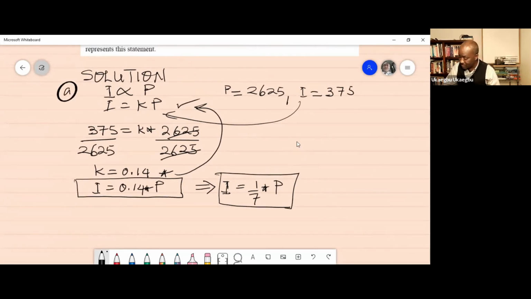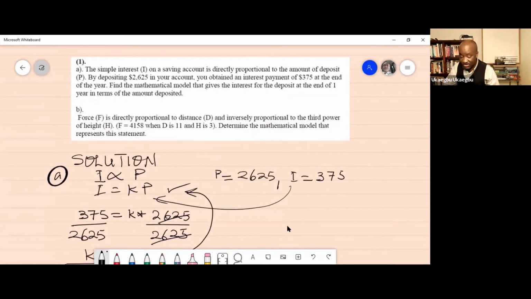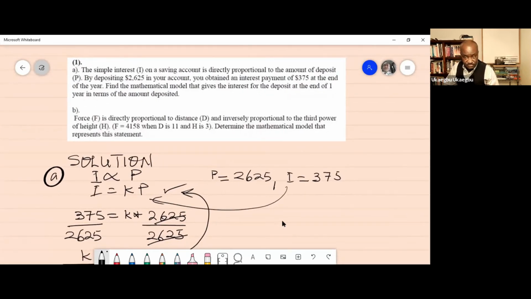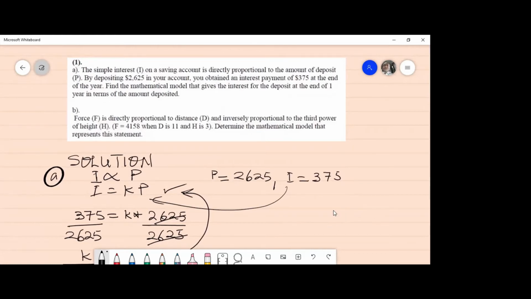Now let's go to 1B. Somebody else read 1B. I need a volunteer. Please read out loudly. I can read. Yeah, please go. Force F is directly proportional to distance d and inversely proportional to the third power of height h, where F is equal to 4,158 when d is 11 and h is 3. Determine the mathematical model that represents this statement.